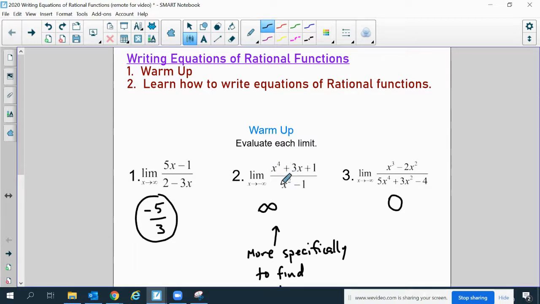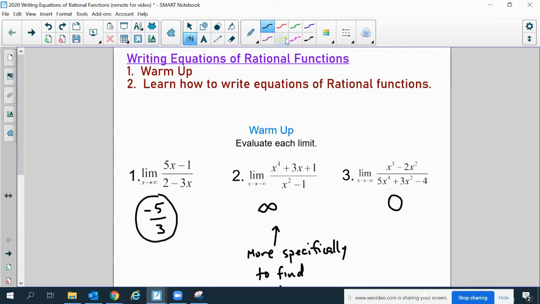This one, the power on the top is bigger. So if I plug in infinity, this is going to be infinity over negative infinity, but this one is way bigger. So this ends up being infinity. And then for number 3, if I sub in negative infinity here, the bottom power is way bigger, so this ends up going to be 0.